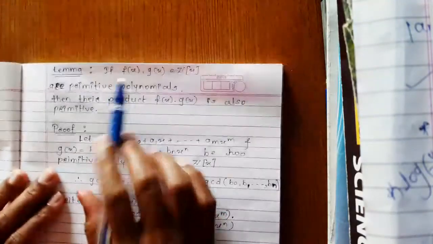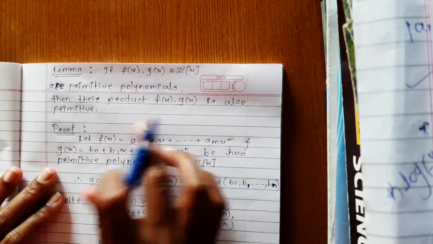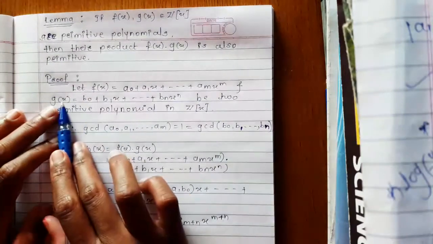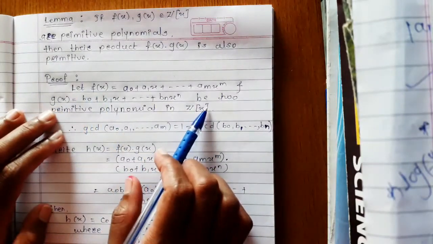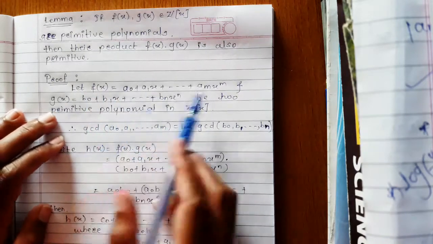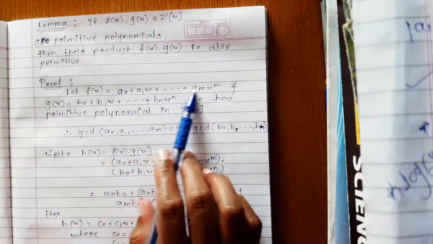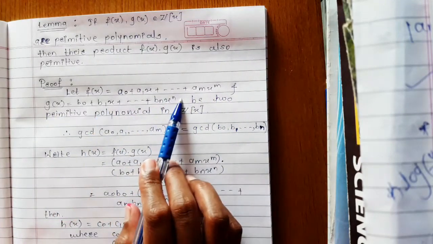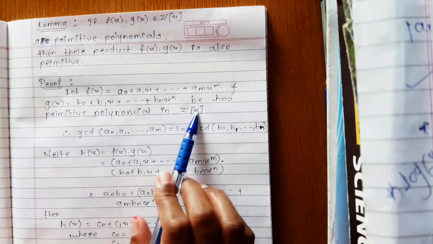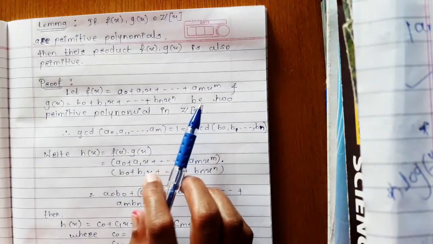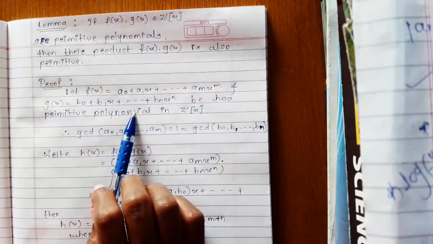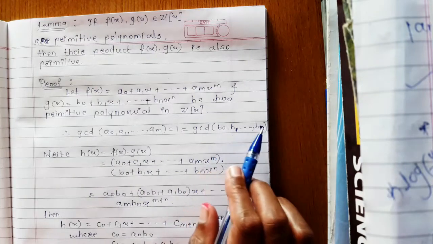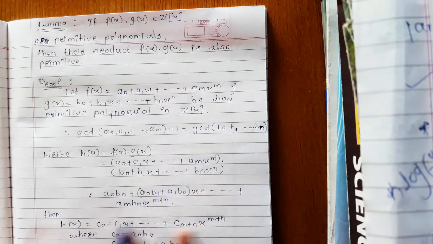Now we have to prove that the product of two primitive polynomials is again primitive. Let us start the proof. Here we take f(x) and g(x) belonging to polynomial ring Z[x], where these two polynomials are primitive polynomials. Let f(x) = a0 + a1x + up to amx^m and g(x) = b0 + b1x + up to bnx^n be two primitive polynomials in Z[x]. As these two polynomials are primitive, the GCD of a0, a1 up to am and the GCD of b0, b1 up to bn equal 1.